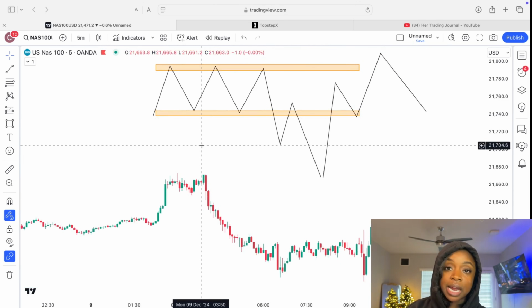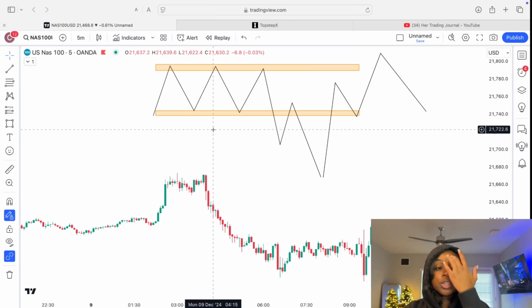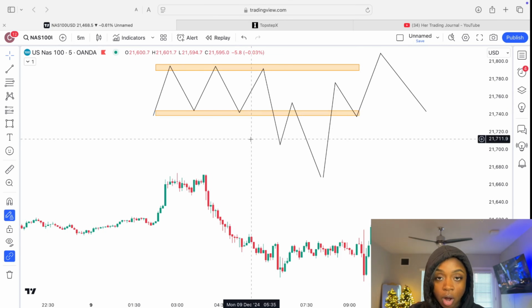Now, I will say this. We are on a 5-minute time frame. I am a scalper. These are scalp setups. This is not something that you're going to use to swing and hold for days in and days out. You will find out very quickly that your account will be gone.